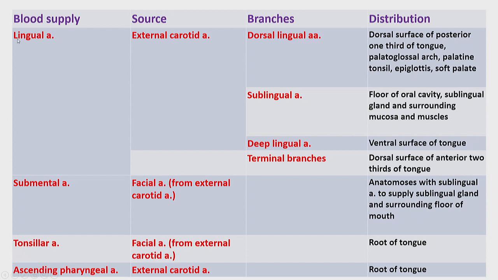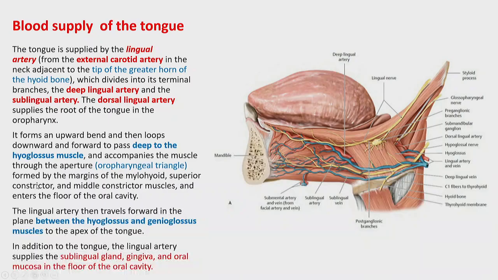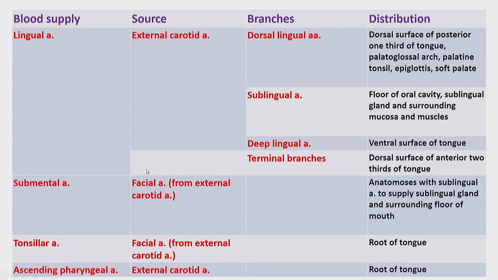So except for this lingual artery, we have other arteries. One of them I mentioned, the submental artery, that you saw in this picture here. This is also an artery which is supplying the tongue, and the origin of this artery is the facial artery, which is itself the ventral branch of the external carotid artery. And as mentioned here, it anastomoses with the sublingual artery and supplies the sublingual gland and the floor of the mouth.